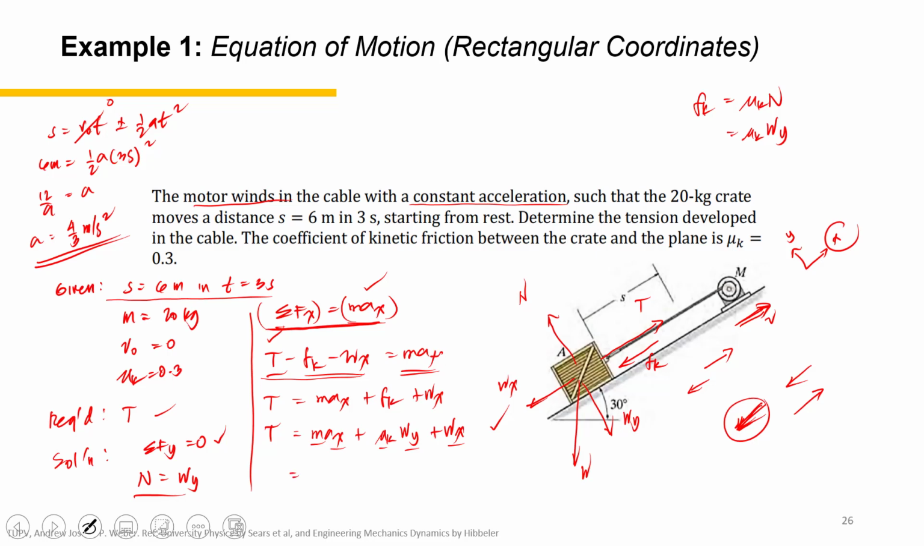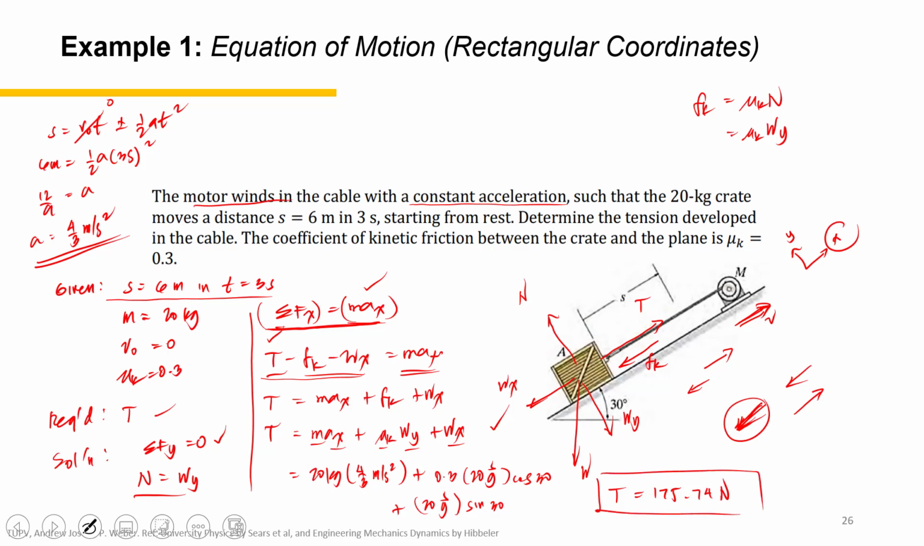So we can solve now for the tension. Okay, so finally plugging in all the givens. M is 20 kilogram, 4/3 meter per second squared. Mu k is 0.3, and Wy, that would be 20 g for the gravity times the cosine 30, plus the 20 g again, that's for the W, and the component along X is sine 30. Correct? So the total value of tension is 175.74 Newton. So that's the answer.